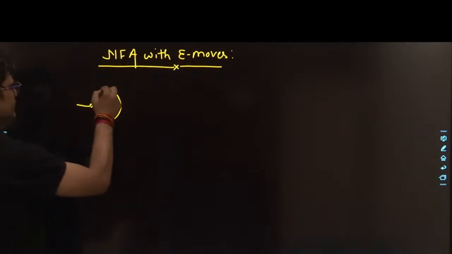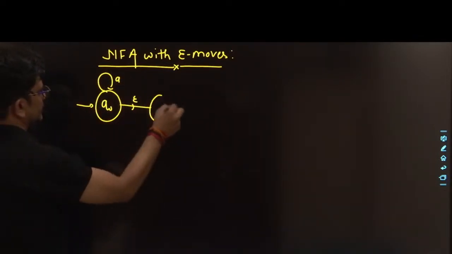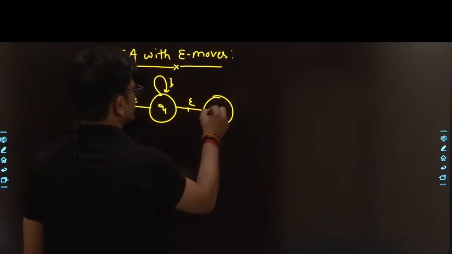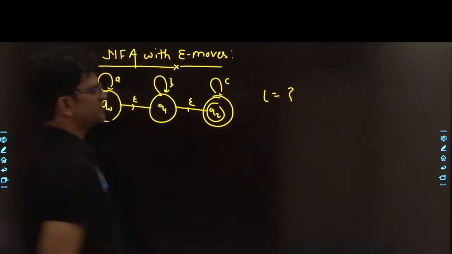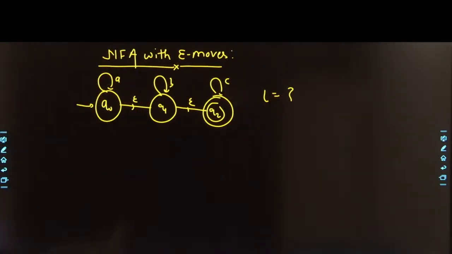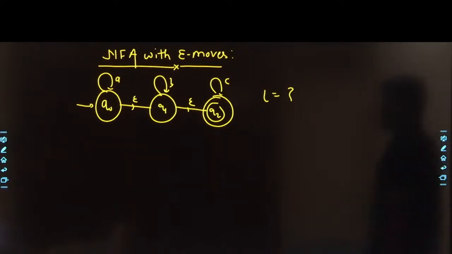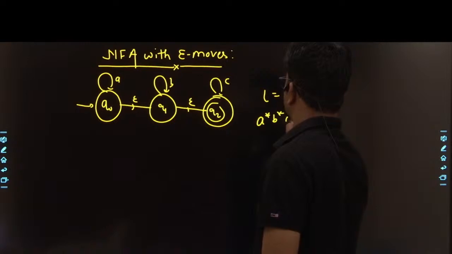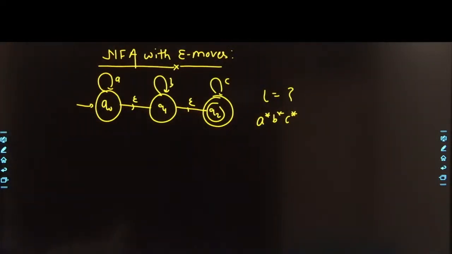On Q0, we read A, Q1, B, epsilon, Q2, C. So what is the language accepted by this? Not DFA, what is the language accepted by this epsilon NFA? A star, B star, C star.